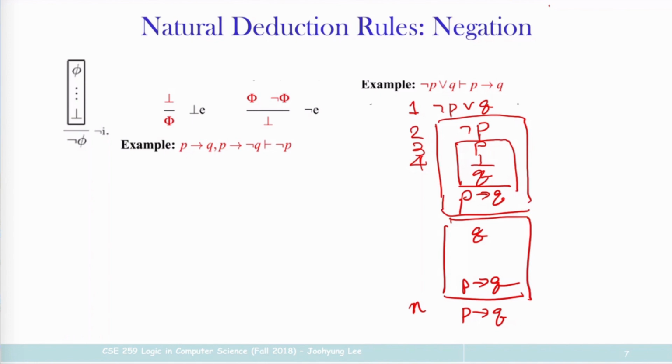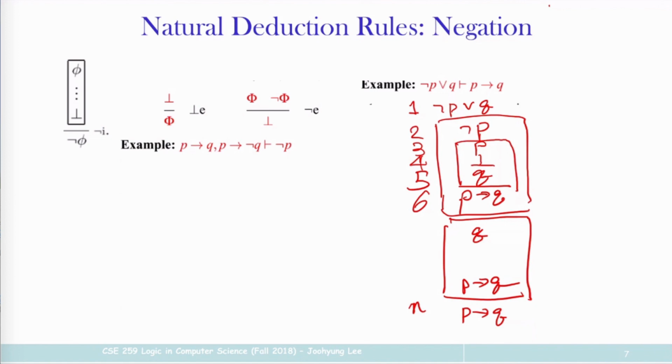Okay, we derive bottom, and how do we go from line 4 to the next line? Bottom elimination. From the bottom, you can derive any formula. This is a magic rule. So you can just derive Q. And since you proved by assuming P and deriving Q, you have P implies Q, that's done. So the first box is proven.